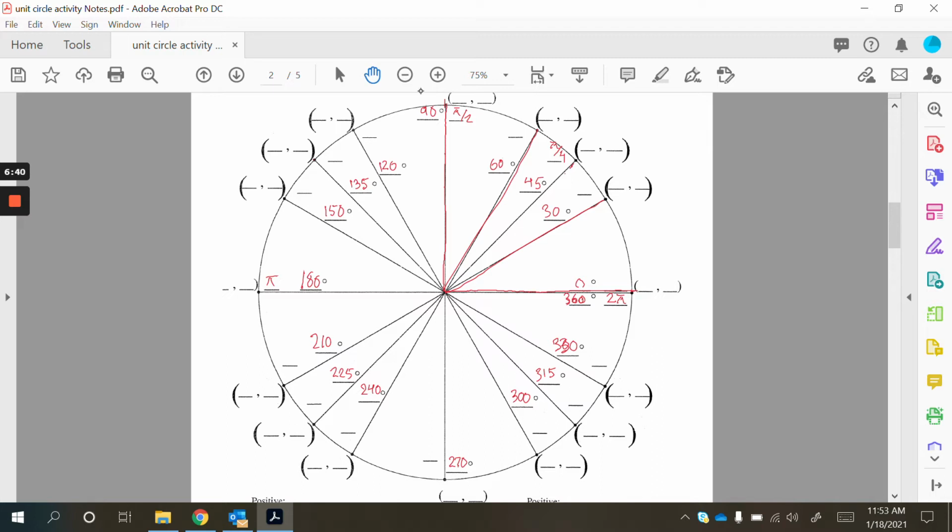And now, just like we counted with the degrees, we can count with pi fourths. Okay, so 1 pi fourth, 2 pi fourths. Now 2 fourths is 1/2, which is what it already shows. So 2 pi fourths, 3 pi fourths.